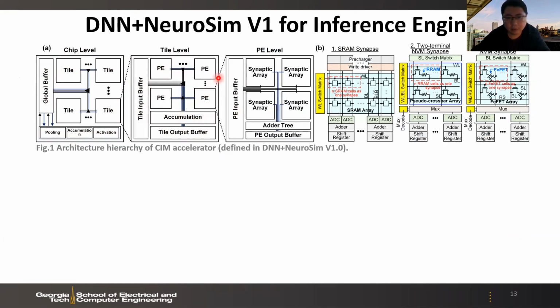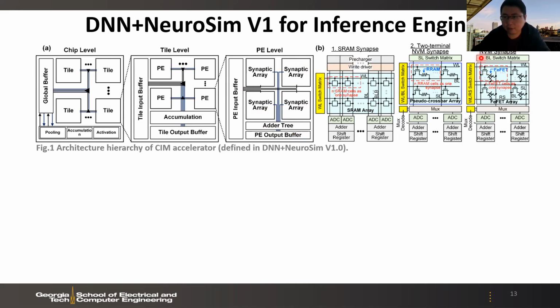And then one PE may be broken down into multiple synaptic arrays. And then we have the array-level input and output buffer and so on. So if you look into one array, then you can have different design options. We support the SRAM as a baseline. And then the two-terminal non-volatile memory, like 1T1R, can be RRAM or resistive memory or other memories, as long as you can represent it as a resistor.